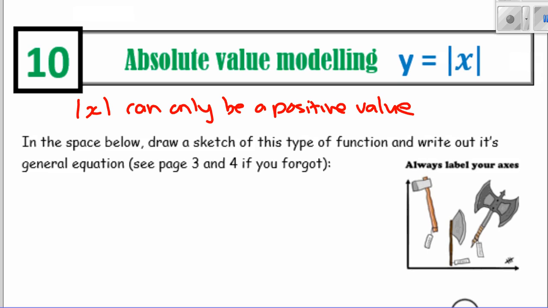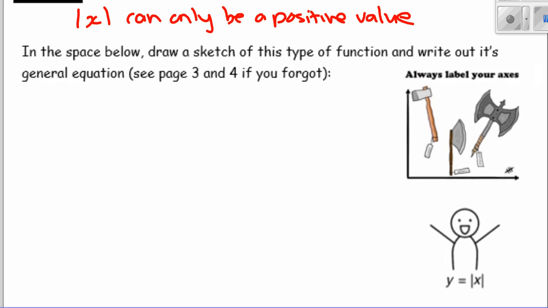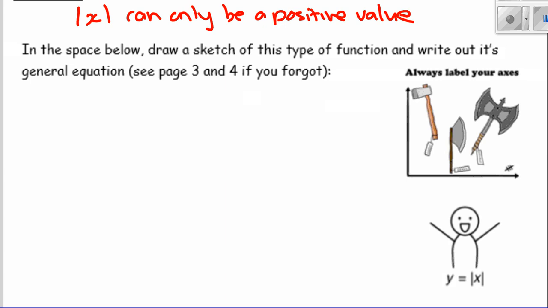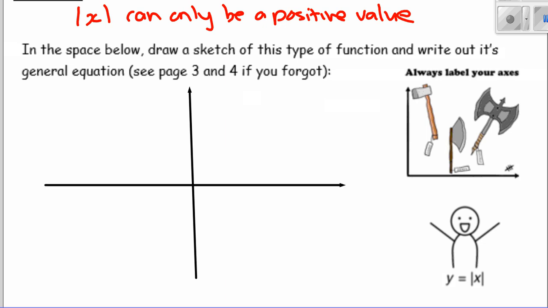So first of all, let's draw up our axes. Let's make a nice little y-axis and an x-axis. Oh dear. Let's fix that up. And what should we label as well? That's right, we should label x and y. Let's not be slack about doing that. Let's make sure to always label our axes.